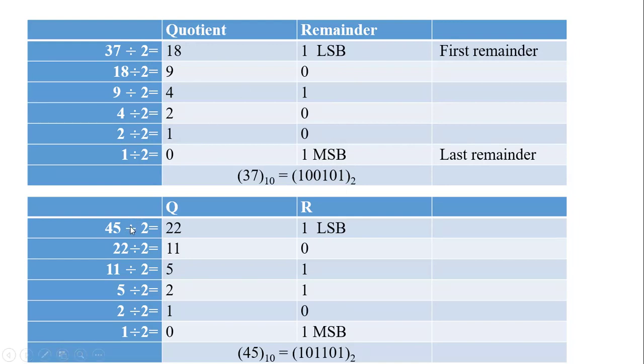This is another example, to convert 45 decimal into binary. This is a whole number, so repeatedly divide 45 by 2 and compute remainders. The remainders form the binary number. So this is the last remainder, MSB, most significant bit, and this is the first remainder, LSB, least significant bit. So 45 decimal is equal to 101101 binary. This bit is the MSB in binary and this bit is the LSB.